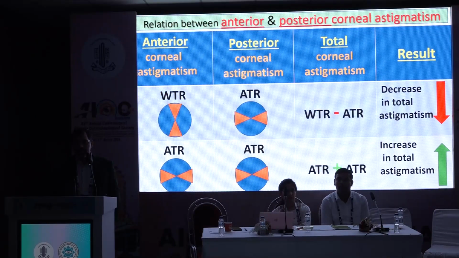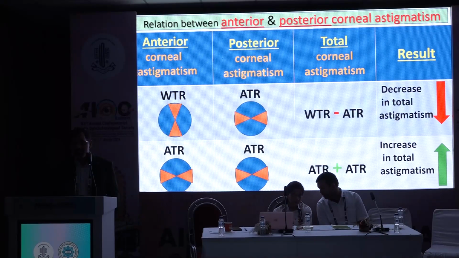What is the relation between anterior and posterior? When anterior corneal astigmatism is with the rule, posterior is in a small amount, but it is there and it is against the rule. So posterior will decrease the anterior, and the total corneal astigmatism is less than the anterior corneal astigmatism. So in these cases we have to undercorrect it. When the anterior corneal astigmatism is against the rule, posterior, which is also against the rule, will add, and the total corneal astigmatism will be more, so we have to overcorrect it.